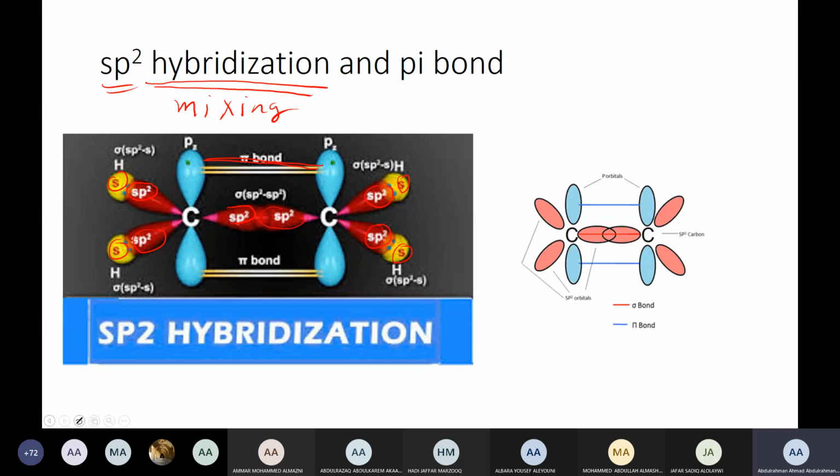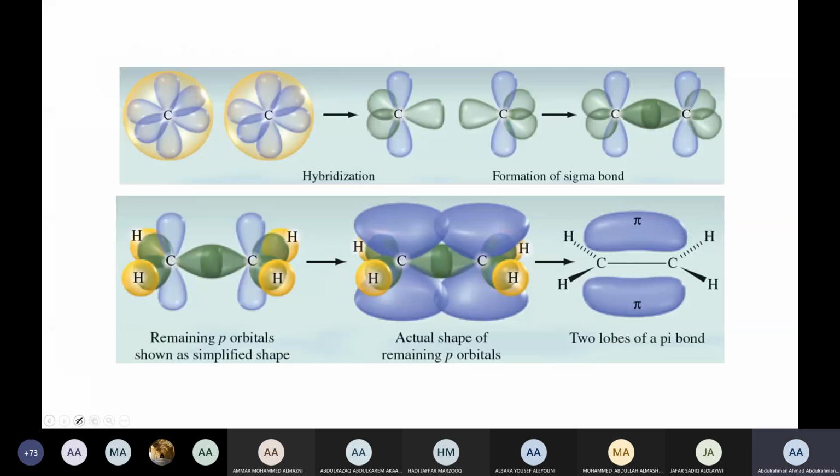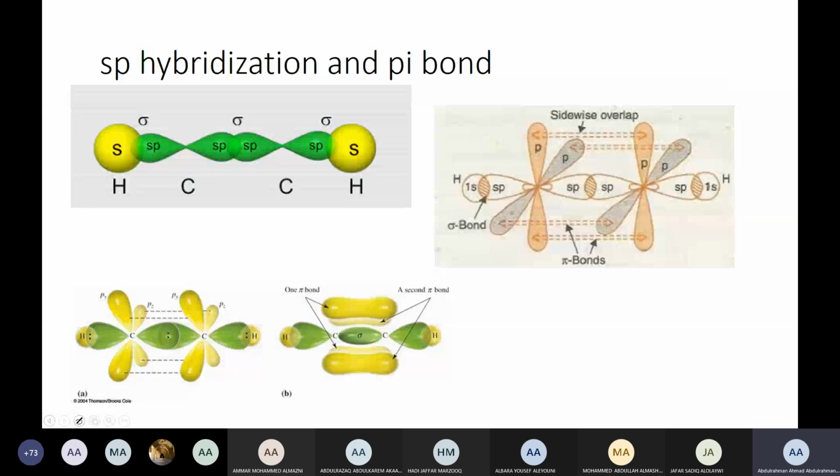This means there is one electron here, one electron here. They will share together to make the pi bond. Clear? Good. And that's so. That is if we have a triple bond. If you have a triple bond like this one.